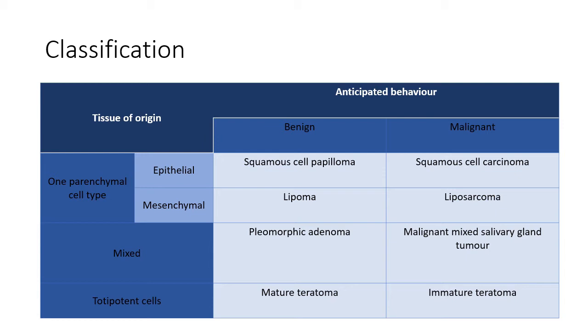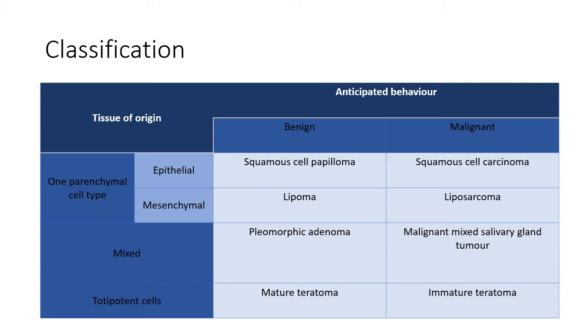Example of benign tumor from mesenchymal origin is lipoma, and example of malignant tumor of mesenchymal origin is liposarcoma. Example of benign type of mixed tumor is pleomorphic adenoma, and malignant type of mixed tumor is malignant mixed salivary gland tumor. The same way, the example of benign type of tumor arising from totipotent cells is mature teratoma, and malignant variety is immature teratoma. I have given only one example for each type.